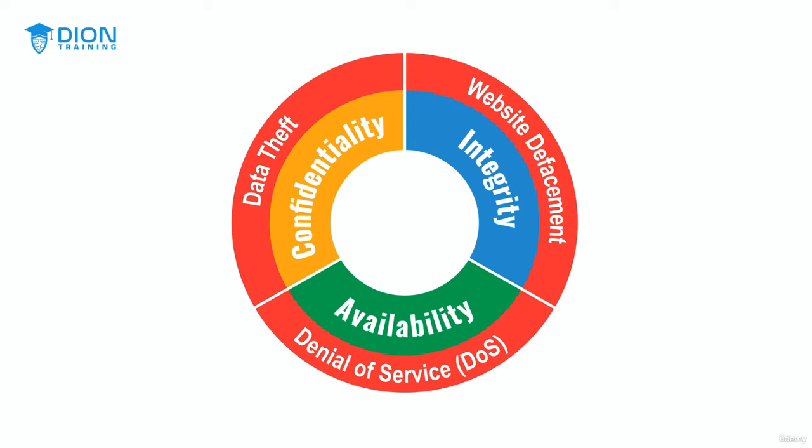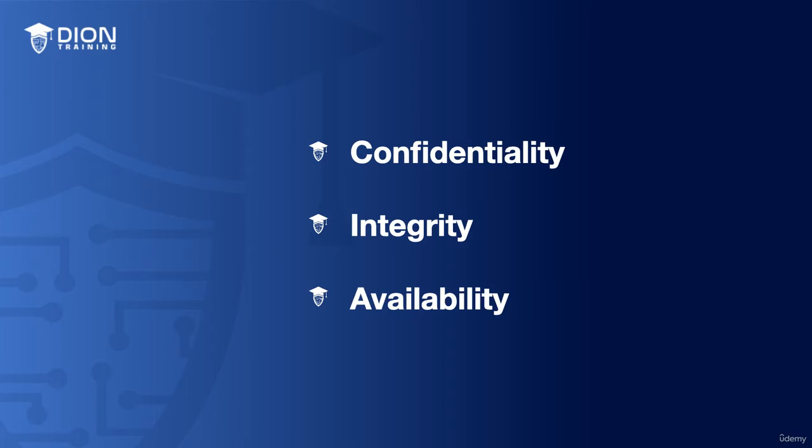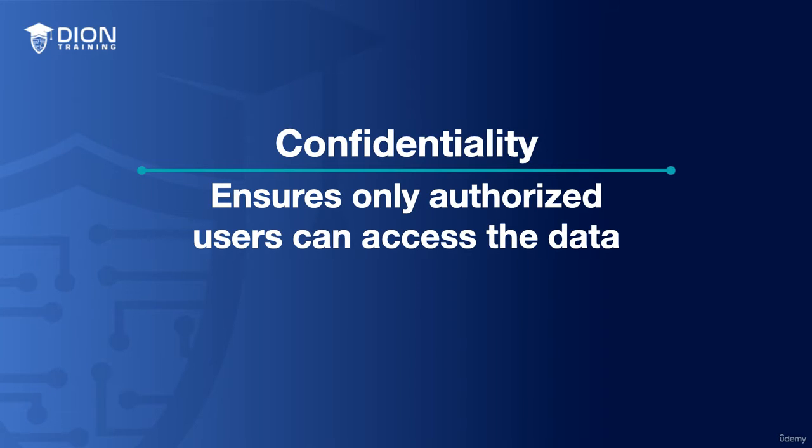The CIA triad is a framework that helps security professionals understand the three concepts that are critical to developing a security configuration. These concepts are confidentiality, integrity, and availability. Now, confidentiality involves ensuring that only authorized individuals can access data. For instance, an organization's intellectual property needs to be kept confidential to protect it from any unauthorized access.